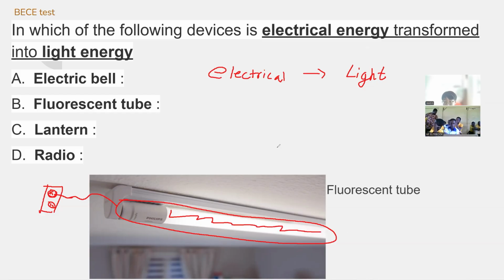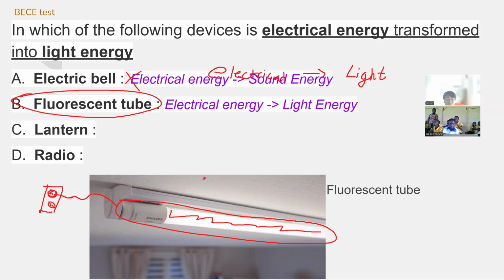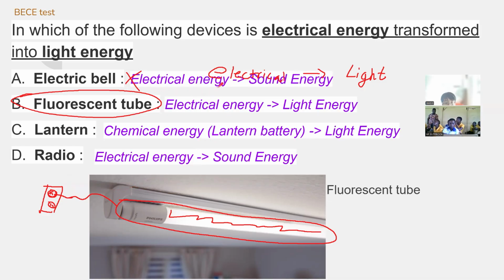It's like a bulb. But the rest of these don't really make sense. Not an electric bell; a bell is more of a mechanical energy. A lantern actually uses things like fire inside, maybe heat energy to make light energy, and it's not a radio. So the only answer is B, fluorescent tube. Yes, so here are the examples.